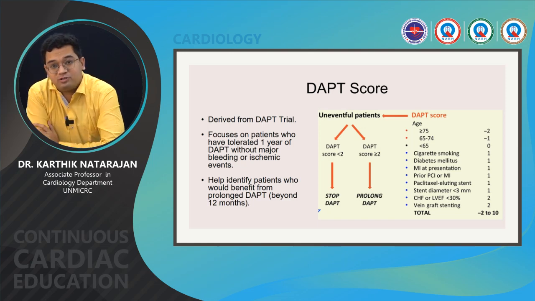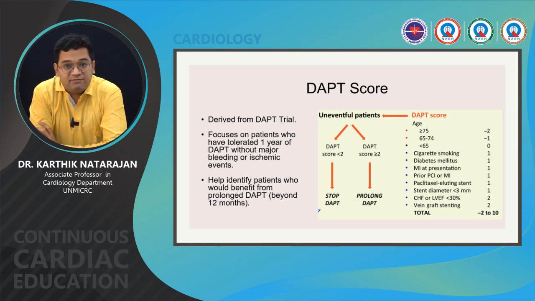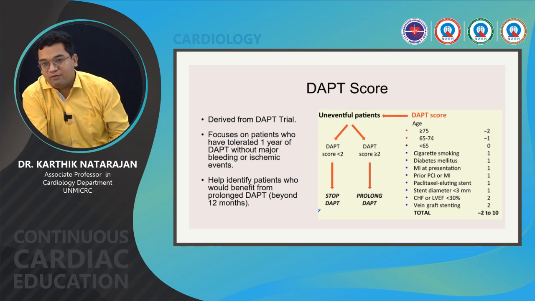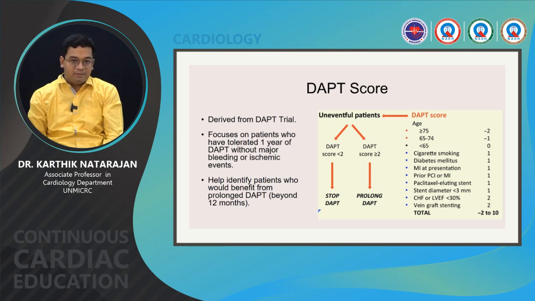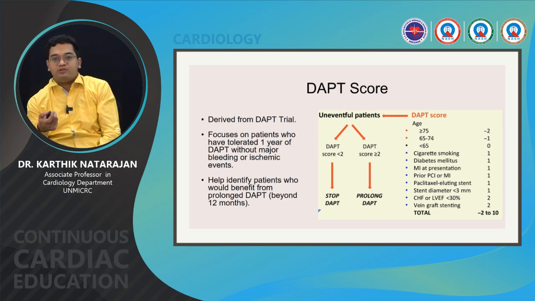So one of the most popular scores used was the DAPT score, and this was derived from the DAPT trial. The DAPT trial was one of the largest randomized controlled trials which tested the efficacy and safety of prolonging DAPT duration in a patient who has successfully received DAPT for 1 year without any major bleeding or ischemic events. So at the end of 1 year, you find that there is a confusion. You don't know whether you need to continue or prolong the DAPT or need to stop the DAPT. So what you do is you calculate this score, which has all these variables, and then if the score is less than 2, you need to stop DAPT, and if the score is more than or equal to 2, you can prolong the DAPT.